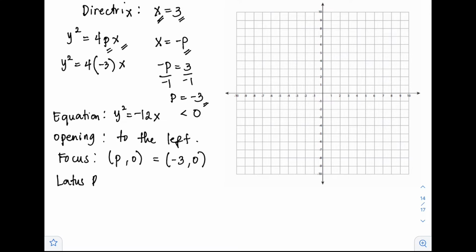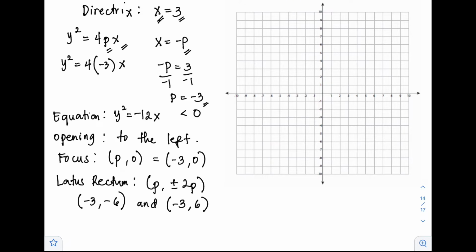So, ang latus rectum natin dito guys ay may formula na p, plus minus 2p. So, ang p natin dito is equal to negative 3. So, we have negative 3, then 2 times negative 3, that is negative 6. And yung p natin is negative 3, then negative 2 times negative 3, we have positive 6. Okay? Then lastly, may directrix na pala tayo.